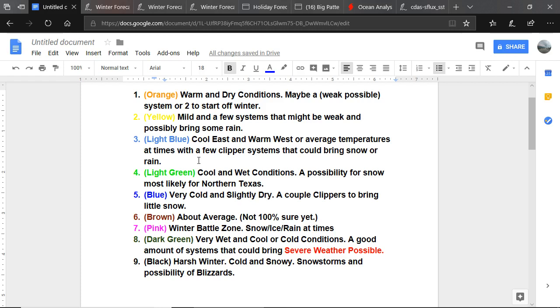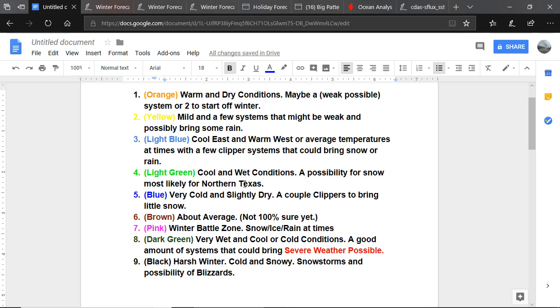Now the blue will be very cold and slightly dry conditions. That's where you get stuck in the cold air for a long period of time. There could be a couple clippers to bring a little snow there as well. That's kind of what the setup's going to be. Now the pink is the winter battle zone.